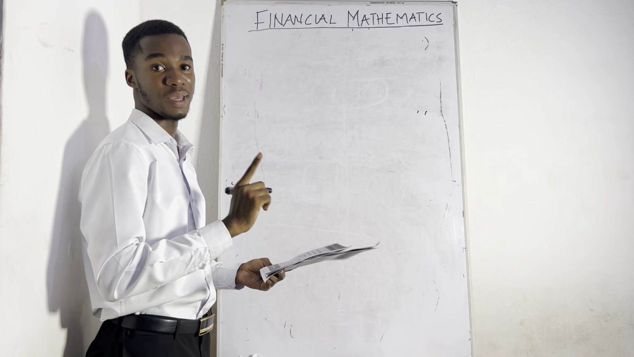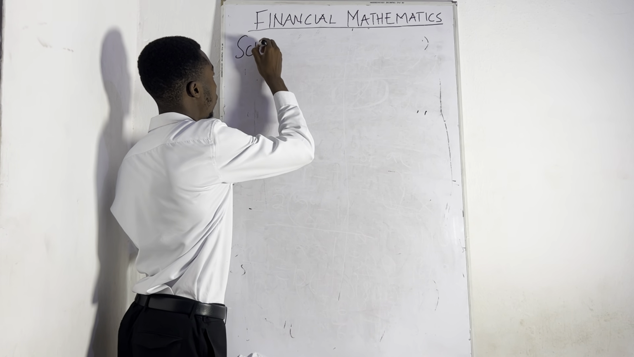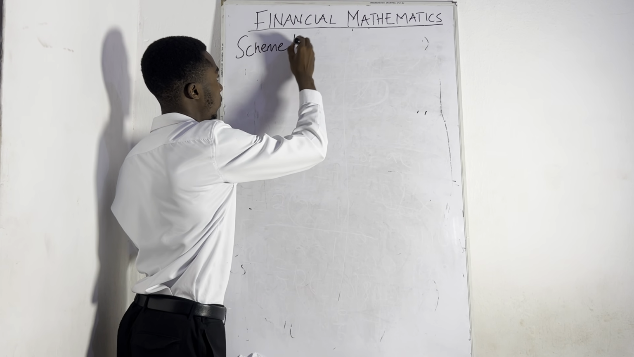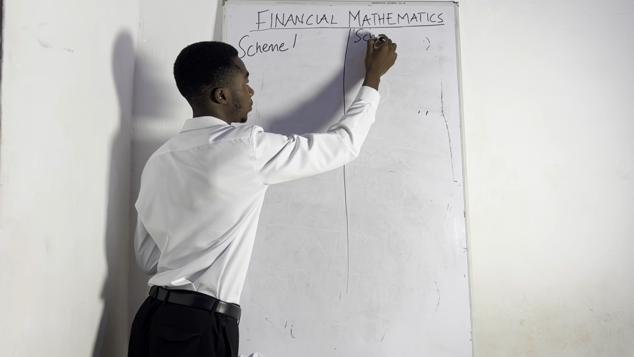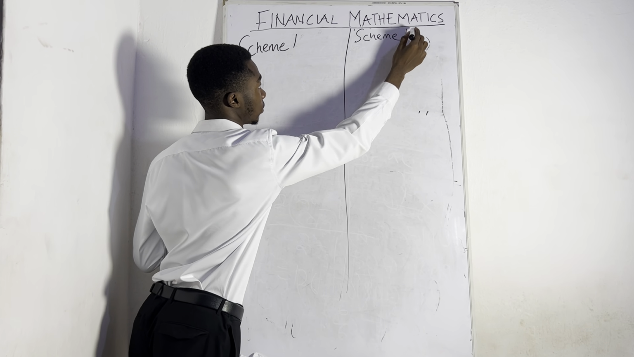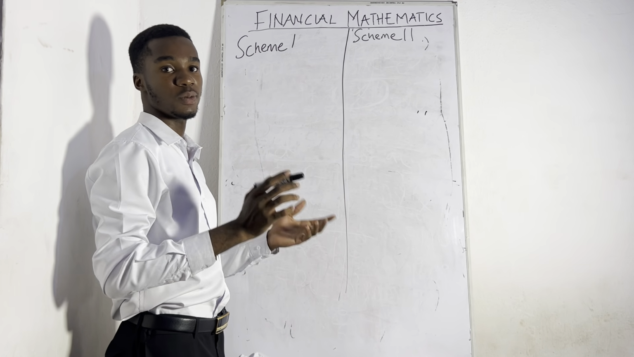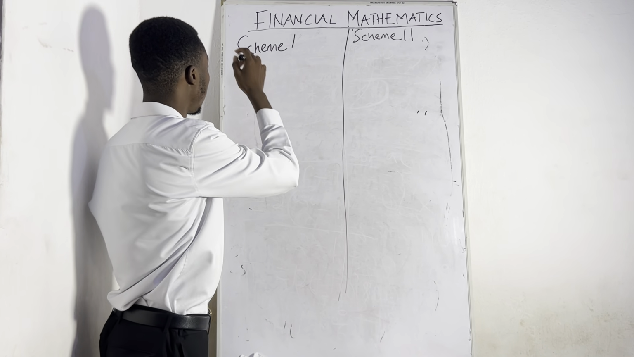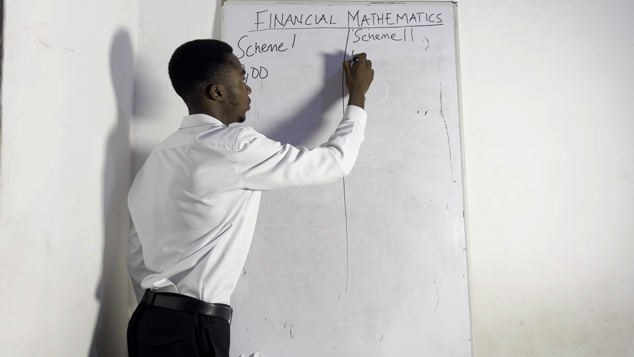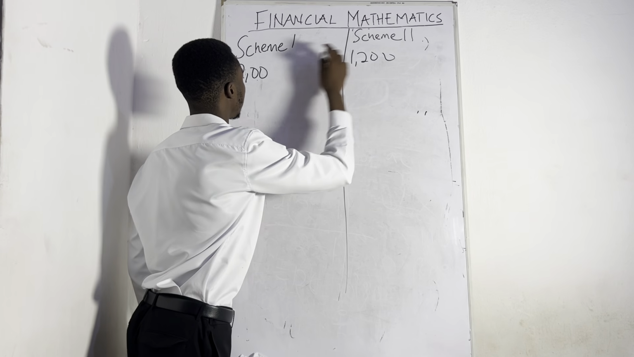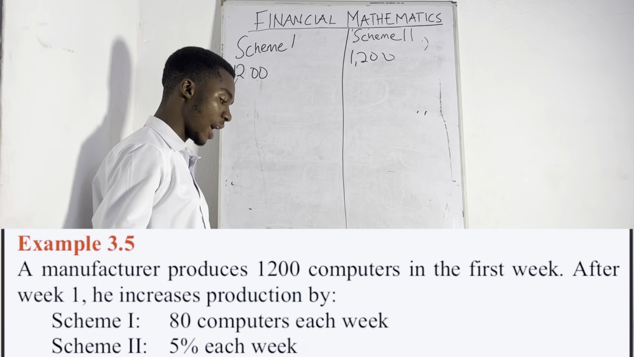That means that's our first term. You get it? So let me just do scheme 1 and scheme 2 here. So we have scheme 1, then scheme 2. So 1,200 computers in the first week. It didn't specify whether it's scheme 1 or scheme 2. So for scheme 1, our A or our first term is 1,200. Same as scheme 2, 1,200. So the question goes on to say after week 1.